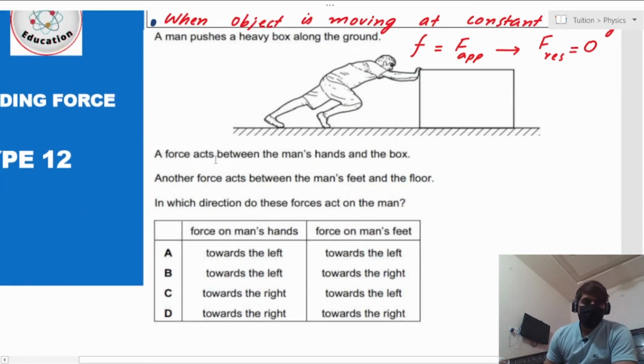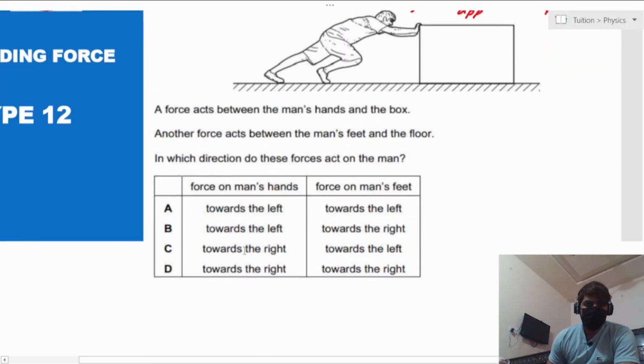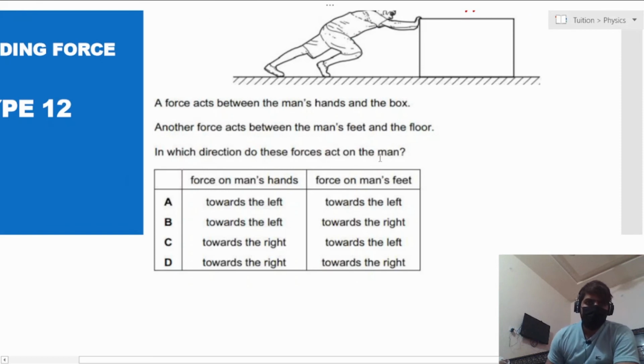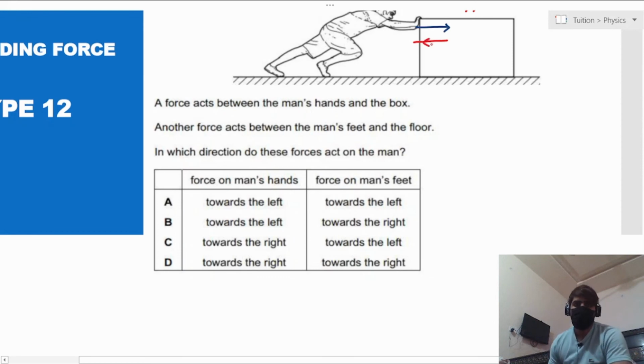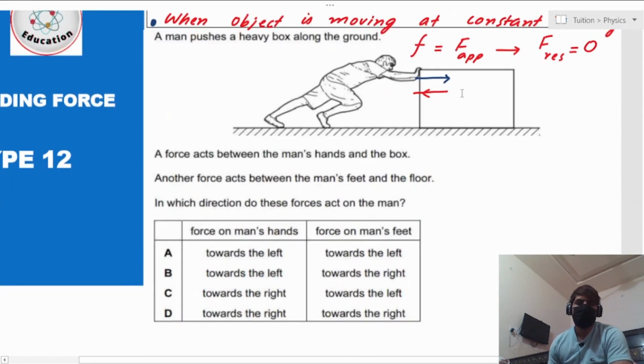Alright, so the man is pushing the box forward, and what we need to find is the direction. In which direction do the forces act on the man? Force on the man's hand. The man is pushing the box forward, and the force acting on the man's hand would be backward. This is basically an application of Newton's third law.